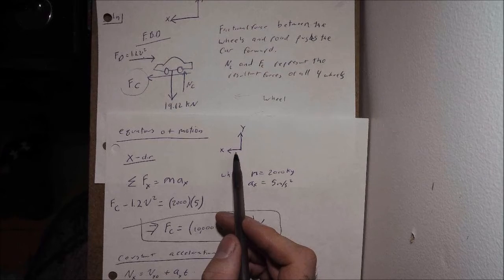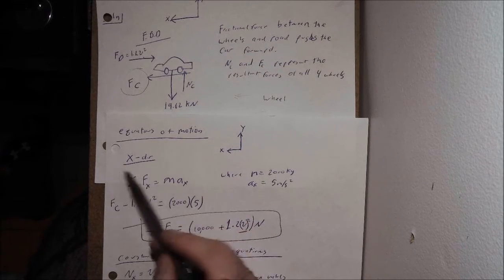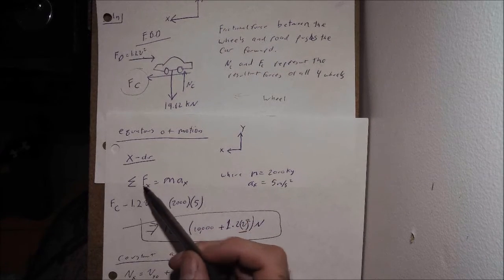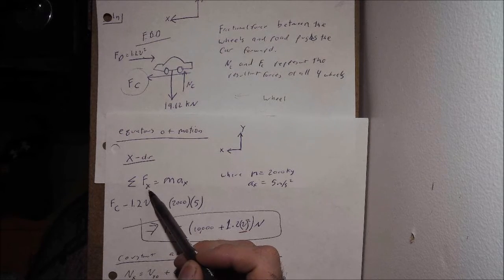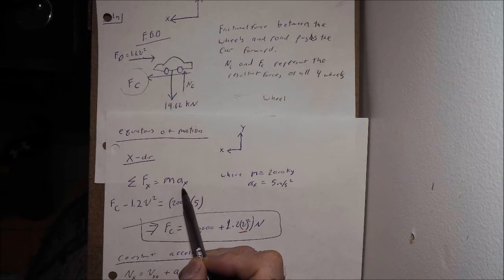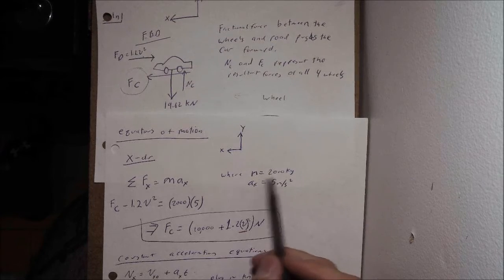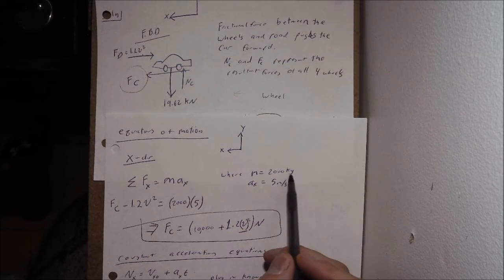So we redraw our coordinate system here. So in our positive x direction, we're going to do out Newton's second law for our equations of motion. Summation of forces in the x direction is equal to mass times acceleration in the x direction, where our mass is going to be 2,000 kilograms.